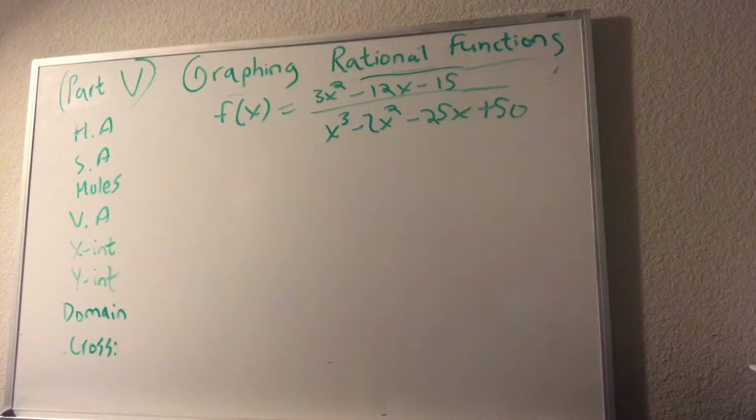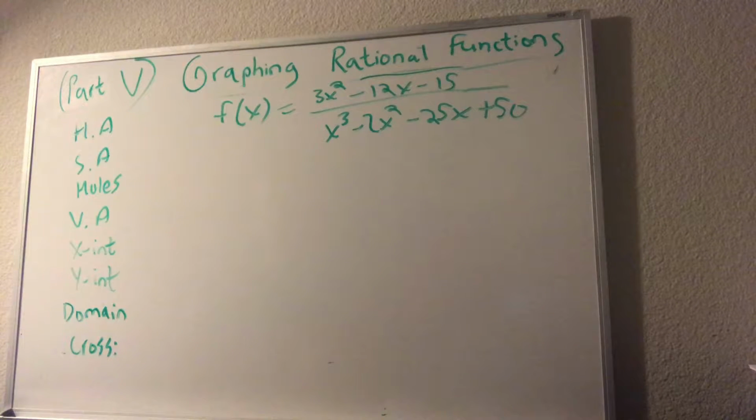Here we have part 5, graphing rational functions. So here's a little bit more complex function. It states that 3x squared minus 12x minus 15 all over x cubed minus 2x squared minus 25x plus 50. So again, the first step would be to factor out the numerator and the denominator.